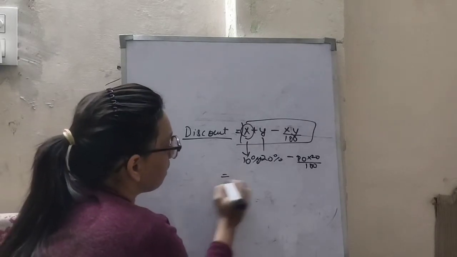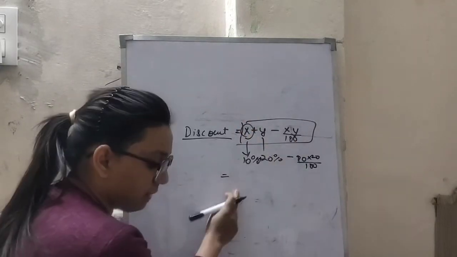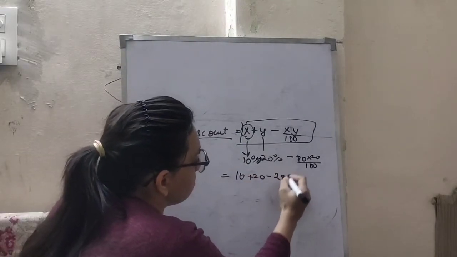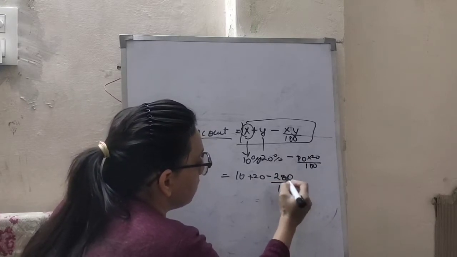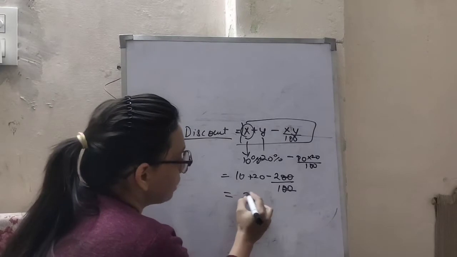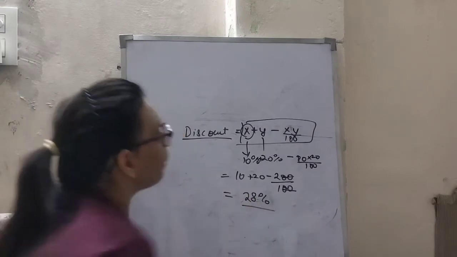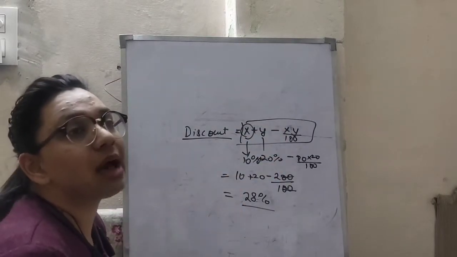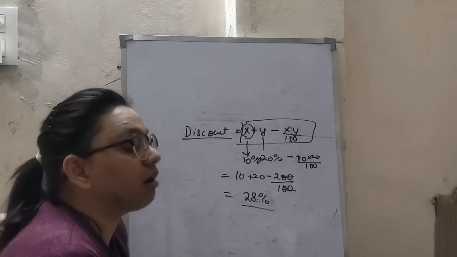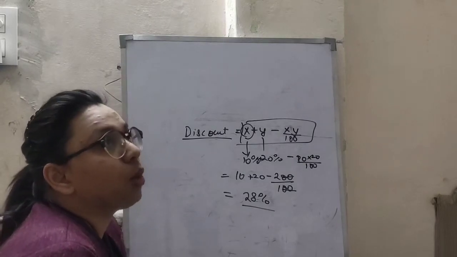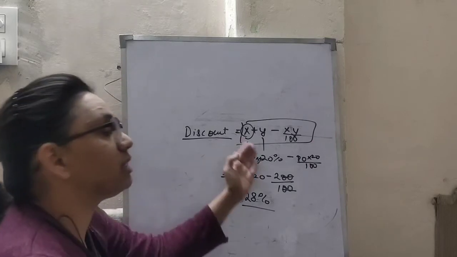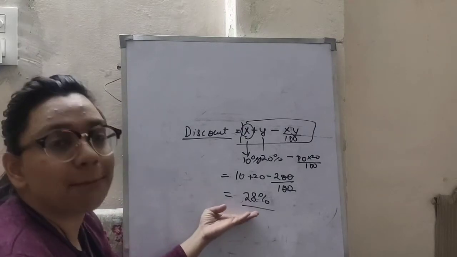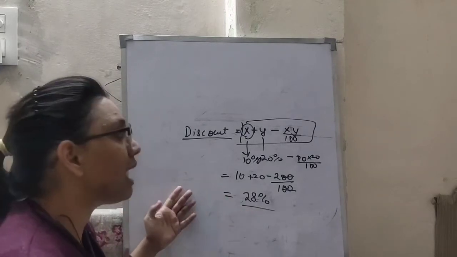So what do we put in the formula? This value will be 10 plus 20 minus 200 by 100, so it will be 2. So it will be 28%. So the equivalent discount of 10 and 20% is 28%, which you will apply in all cases. Whenever a question is given to you asking what the equivalent discounting value is if 10 and 20% are applied separately, so what will be the equivalent percentage? You will apply this type of formula and calculate it.